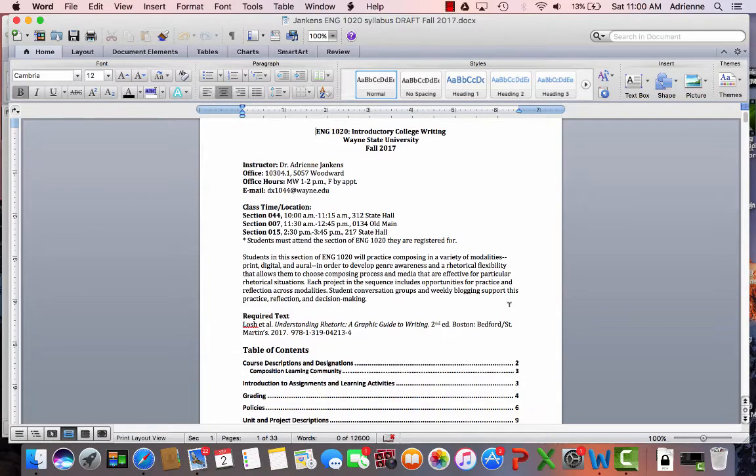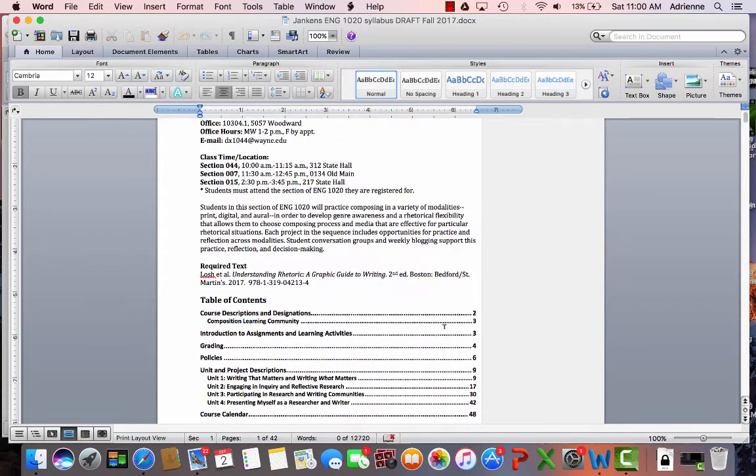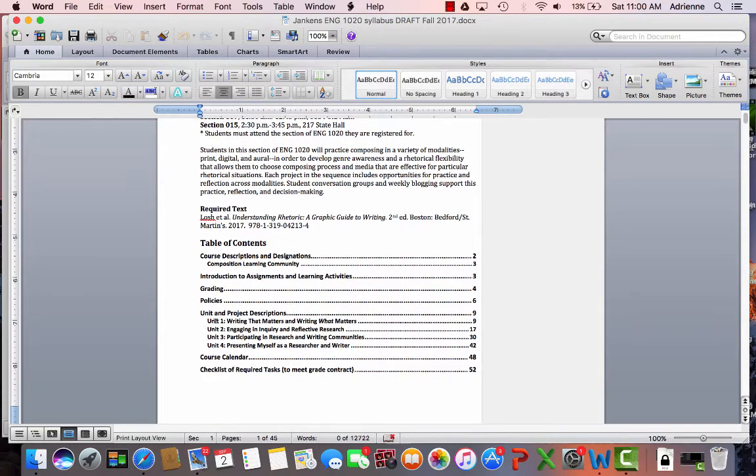So to get started, here I am in our English 1020 syllabus, and I want to go to the Unit 1 project description. In Unit 1, we're looking at writing that matters and writing what matters, and figuring out what particular authors find important, how they state their arguments, and what strategies they use to develop those arguments and to be persuasive. And we're also going to identify what we think is important and effective in that writing.